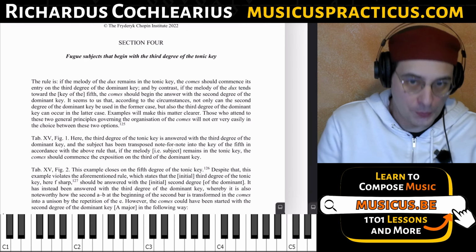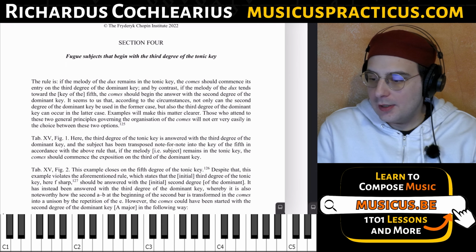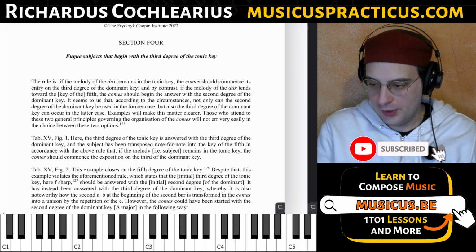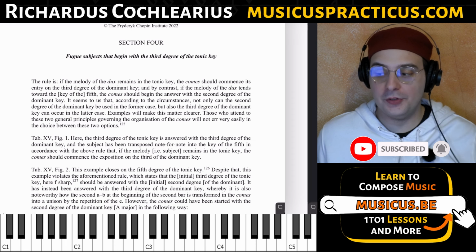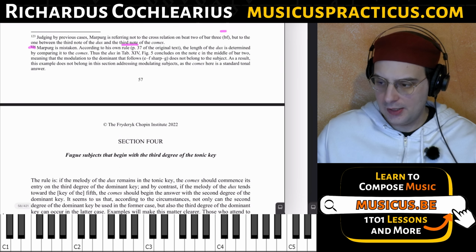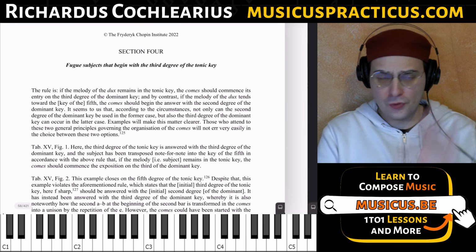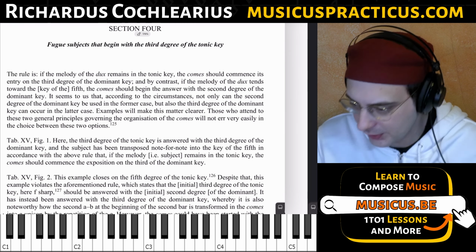We are at this point, and we are at section 4. Now we have to study fugue subjects. Begin with the third degree of the tonic key. So interesting. Let's see what the rule is before the examples.